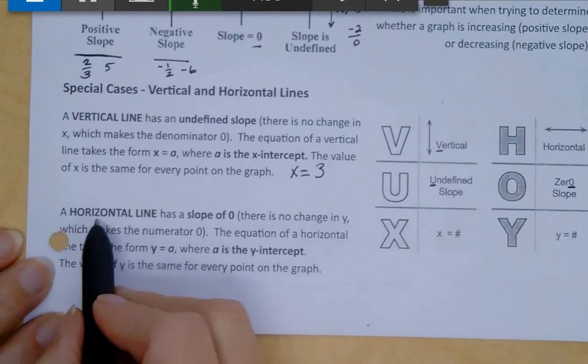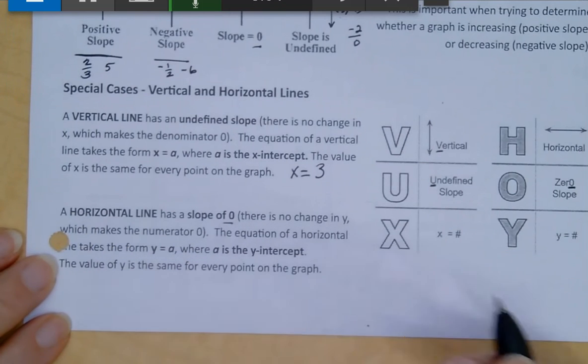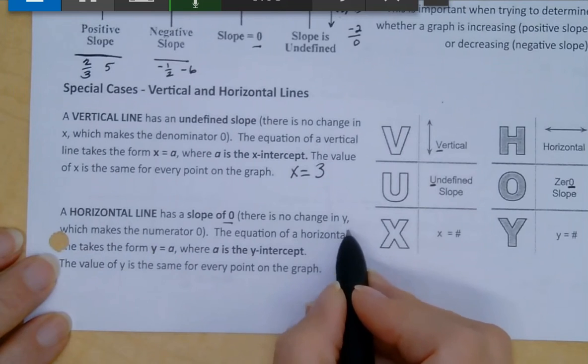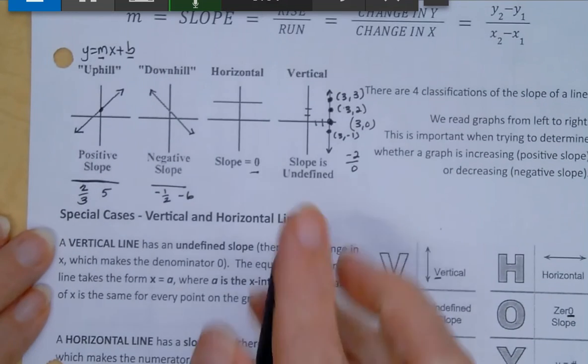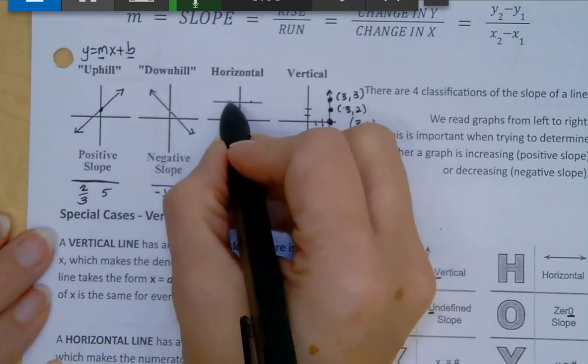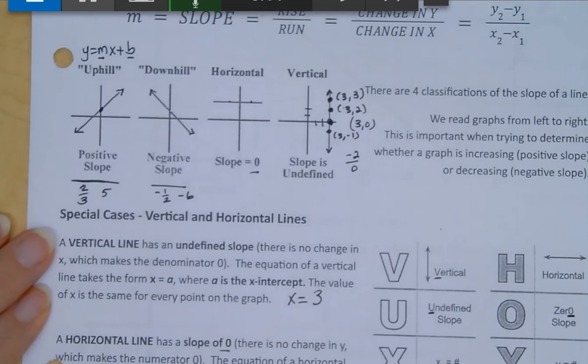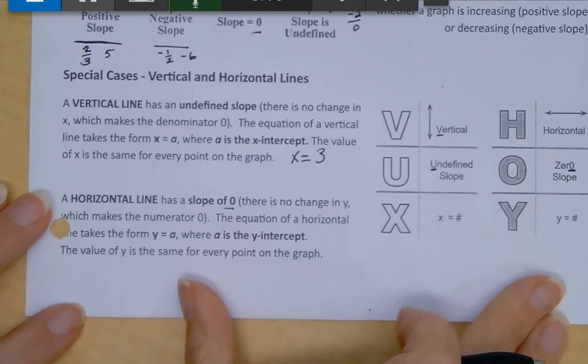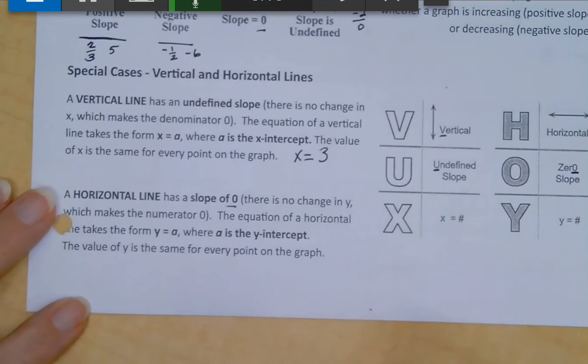Okay. So down here, the horizontal line has a slope of 0, we talked about. There is no change in y. We are not going up or down when we have a horizontal line, right? I never go up or down from one point to another. But I do change as I'm going from left to right. So my denominator will have some sort of a value.